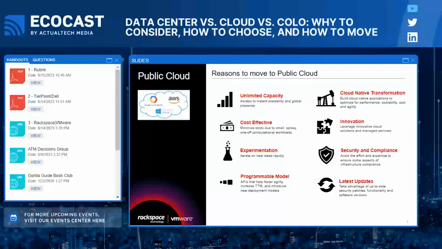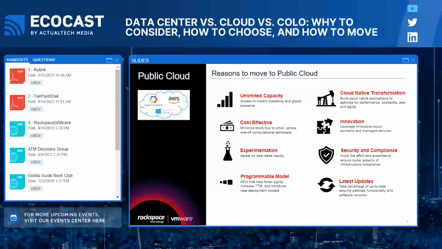Cost effective, it can be cost effective depending on the workloads. So if you're running small workloads, for example, a dev or a QA environment, if you're working spiky workloads that don't have too much usage, or if you're running one-off computational workloads, some batch process that processes a bunch of data at the end of every month, those are when cloud is beneficial. It's very, very cost effective.